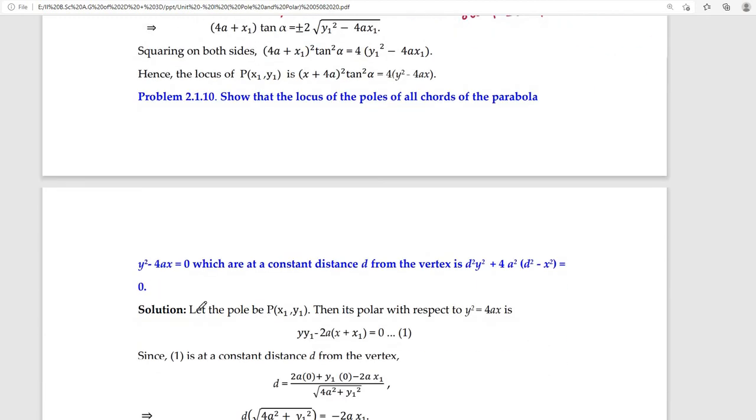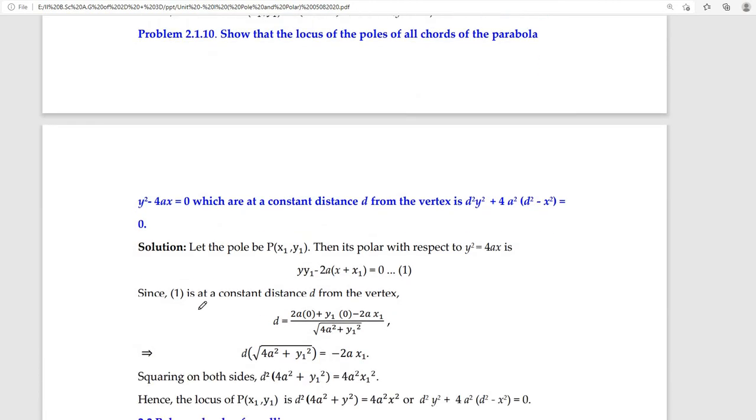And then the next one: show that the locus of poles of all chords of the parabola which are at a constant distance d from the vertex. See, in one case they subtended a right angle, in another case they made an angle alpha at the vertex, and now they are at a distance d. So in this case the formula for the distance of a point from a given line is to be used. The point happens to be (0, 0), and the line is nothing but the polar. So you are asked to find the locus of poles.